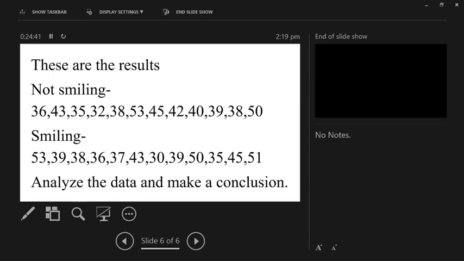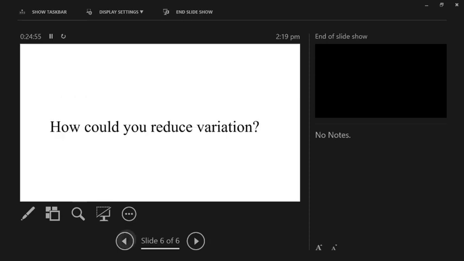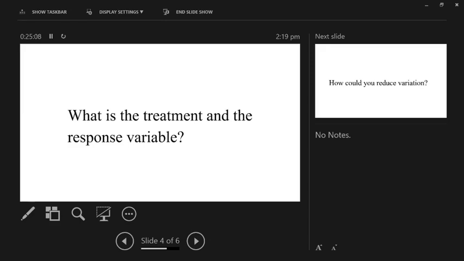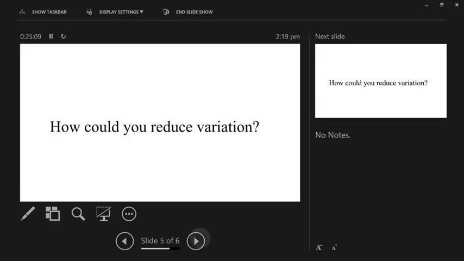So what do you need? Titles. What do you think those titles might be? Variable, X and Y. Smiling or not smiling? Variable and something. Treatment and non-treatment. Response variable. Treatment and no treatment. Treatment and response. The treatment and the response. Right. Good. Now, the response is the numbers.